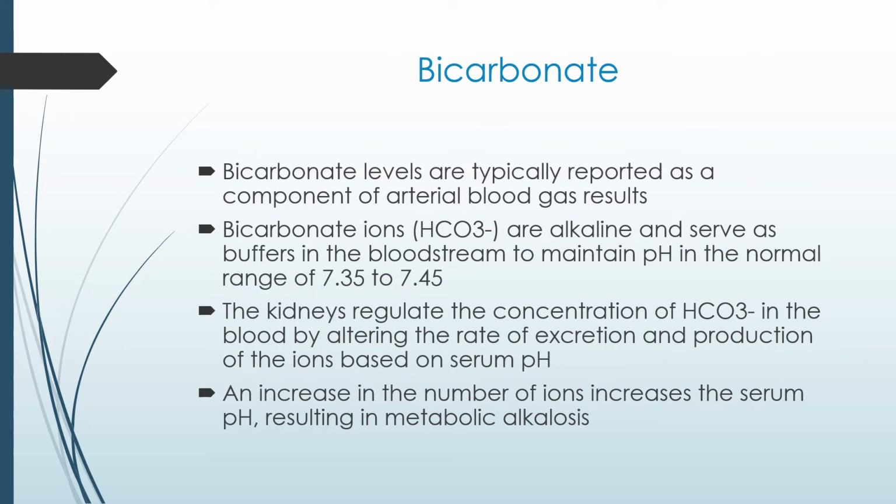Bicarbonate. Bicarbonate levels are typically reported as a component of ABGs, right? And we know this when we look at ABGs. So bicarbonate ions, the HCO3, are alkaline and serve as a buffer in the bloodstream to maintain the pH in the normal range of 7.35 to 7.45.